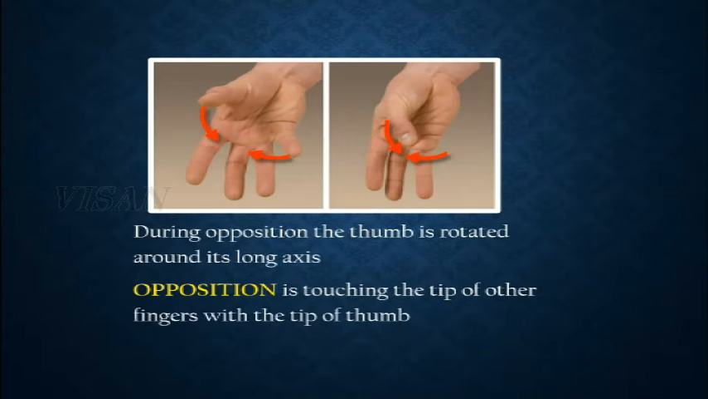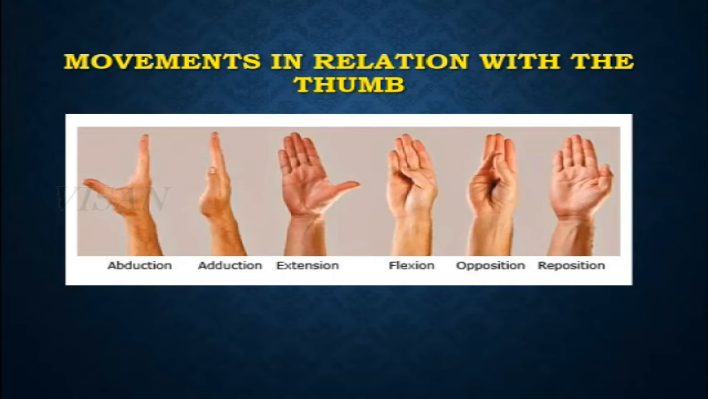This term is also confined to the upper limb and it is very special only to the thumb. The term is called opposition. During opposition, the thumb is rotated around its long axis and it helps in touching the tip of all the other fingers. So simply we say the touching of the tip of all the other fingers is called opposition, which is done only by the thumb. The movements in relation to the thumb: the thumb moving away from other fingers is called abduction. The thumb getting close to the other fingers is called adduction, straightening of the thumb is called extension, and the folding of the thumb is called flexion. Touching the tip of other fingers is called opposition, and bringing back the thumb to its original position is called reposition.